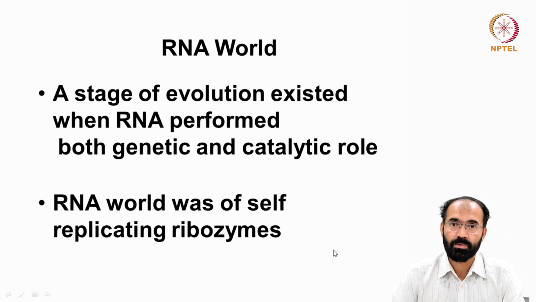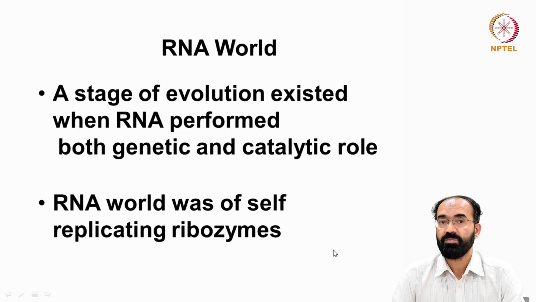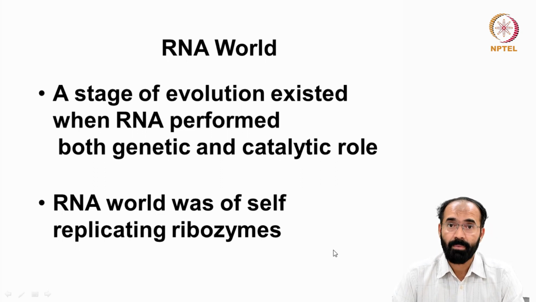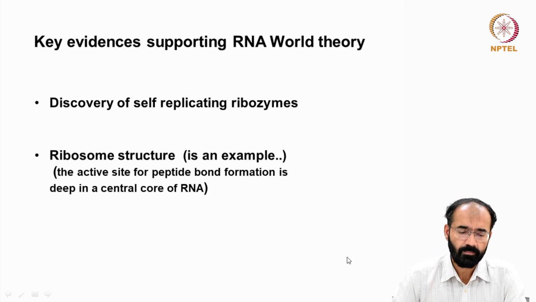So RNA molecules, if they have to make a copy of themselves, either they need a third party or they themselves should be able to make a copy of themselves. So the RNA world was formed by a group of self-replicating RNA molecules called ribozymes. We will see more in detail about ribozymes in the subsequent classes.